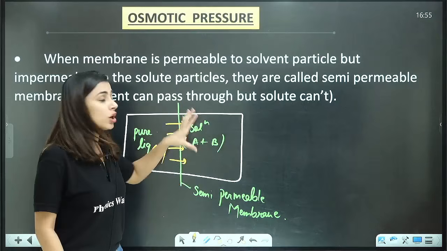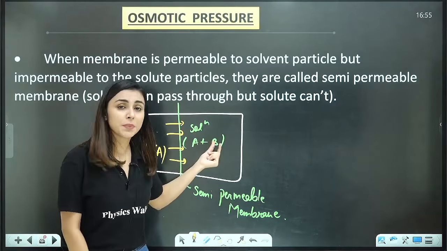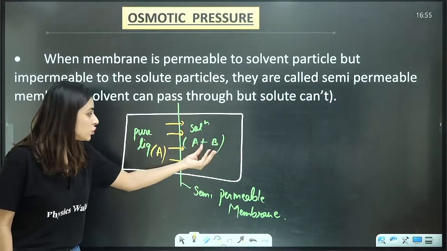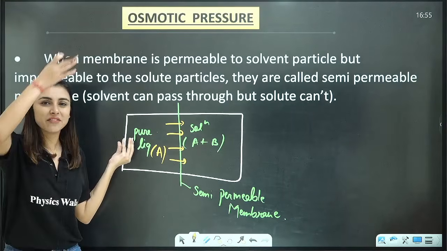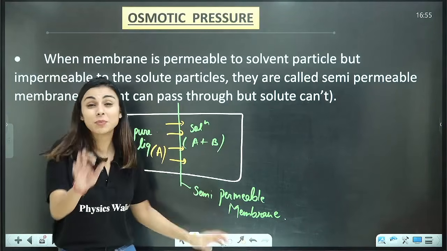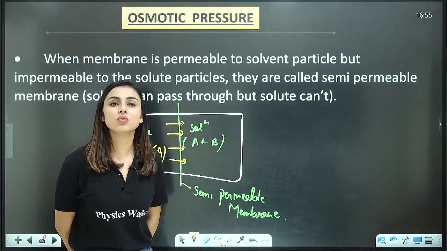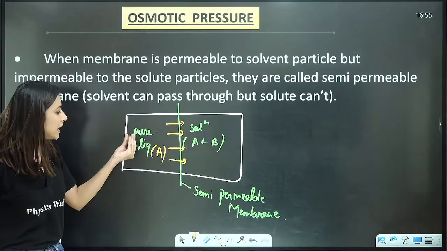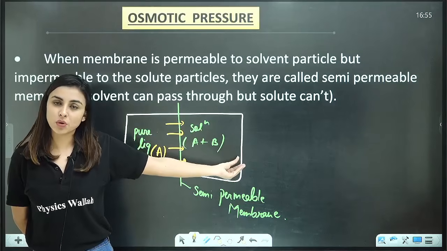If you talk about the solute particles, that is the B particles, they are more in the solution and not in the pure part. So the solute should move from here to here, from high value to low value. But since the semi-permeable membrane does not allow the solute to go through it, B does not go. So now we can say that A is moving to the solution side.